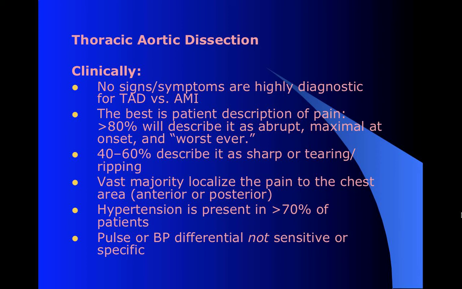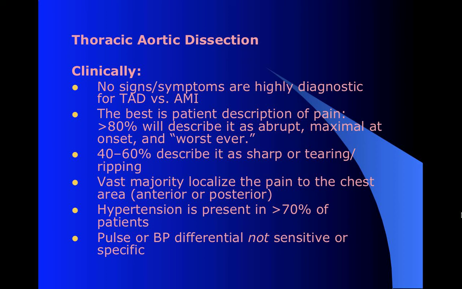So clinically, there's nothing that will really tell you what's going on. The most predictive features are what the pain is like. More than 80% of people will say it's abrupt, so it started all of a sudden, and it was at its maximal severity right away. It didn't slowly develop. It wasn't worsening over a few hours. They were sitting there, and all of a sudden they had this terrible pain, and a lot of them will just describe it as the worst ever, the worst pain they've ever had.